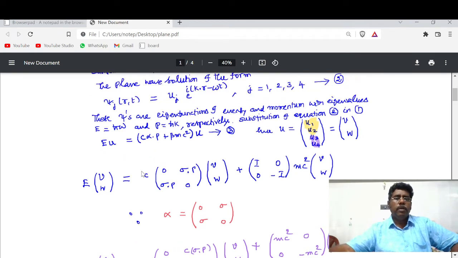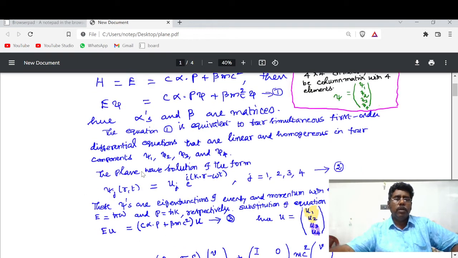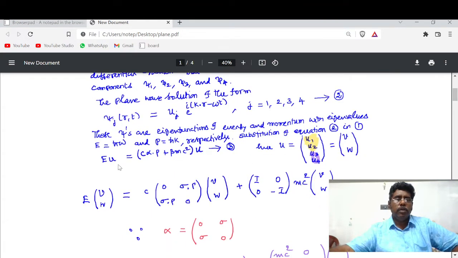Now, instead of U, we have substituted V, W. Here c is present as such. This alpha dot p is replaced by [0 sigma dot p; sigma dot p 0]. Then U is replaced by V, W. Here beta is [I 0; 0 minus I]. Already we have discussed the same in the Dirac matrices. Then mc squared is present as such, and U is replaced by V, W.